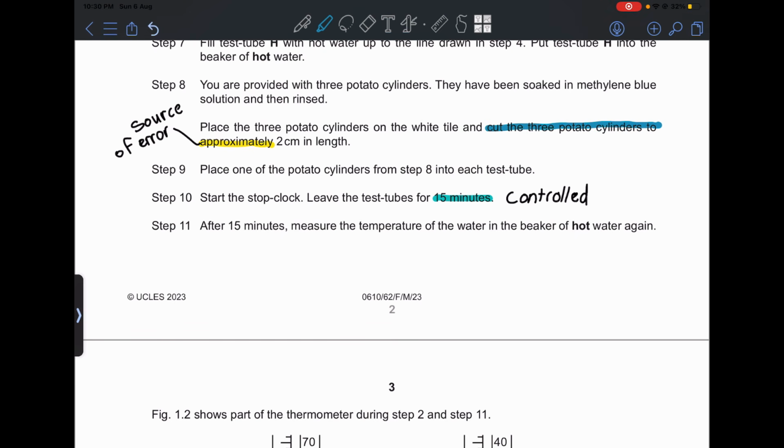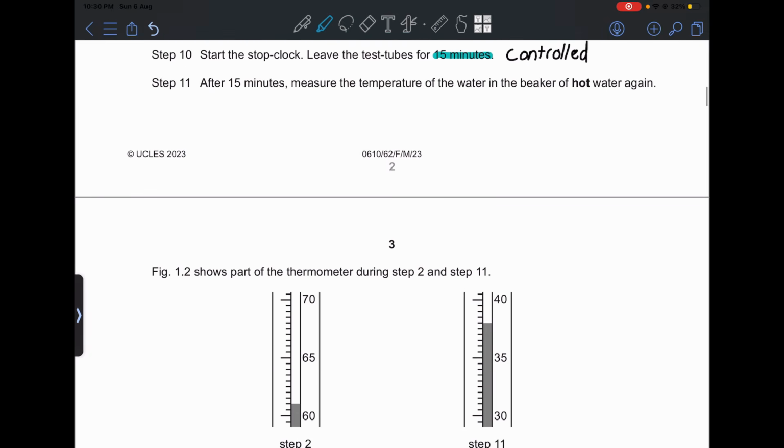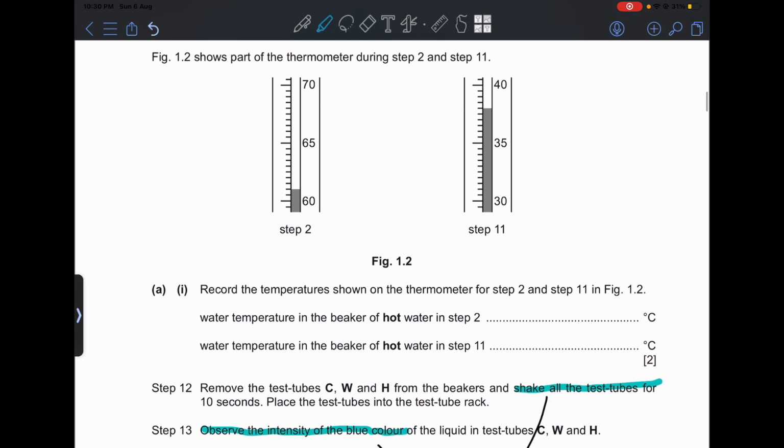Step 9. Place one of the potato cylinders from step 8 into each test tube. Step 10. Start the stop clock. Leave the test tubes for 15 minutes. Again, this is a controlled variable because this is something constant and it is done to all test tubes. Step 11. After 15 minutes, measure the temperature of the water in the beaker of hot water again. Figure 1.2 shows part of the thermometer during step 2 and step 11. Record the temperatures on the thermometer for step 2 and step 11 in figure 1.2.